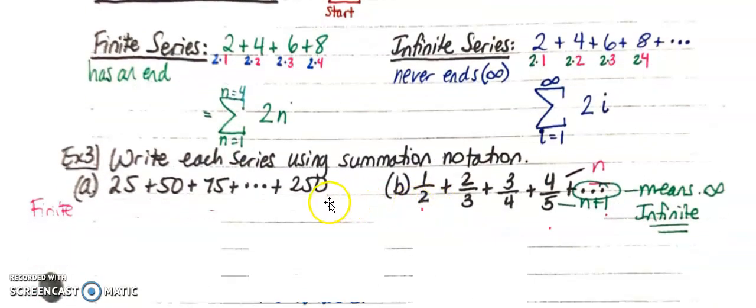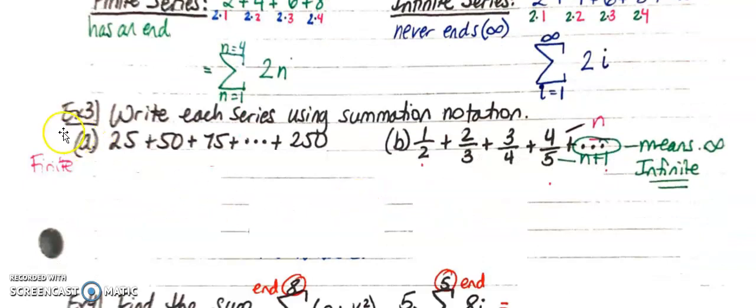So if I want to write each series using summation notation, the first thing I need to do is, number 1, determine: is it finite or infinite? So let's take a look. Over here I have 25 plus 50 plus 75 plus dot, dot, dot, but then I have a plus 250. That's my last term. Okay, there is no dot, dot, dot after the plus 250. So that means this is a finite series.